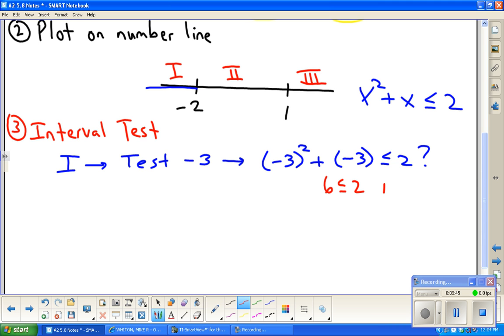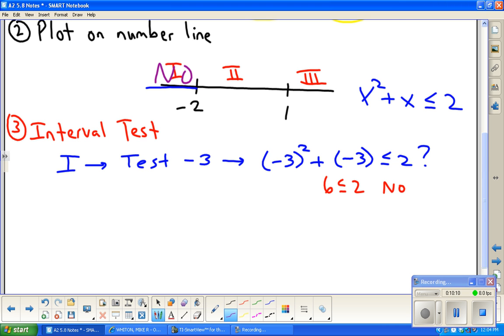Clearly not. Okay, so that means that any number in that interval is not a solution. So this whole interval was like a no. Those numbers do not work. Okay, and the good thing about this interval test is you only have to test one number in there, and it tells you what will happen with any number in there. So the whole first interval is no.